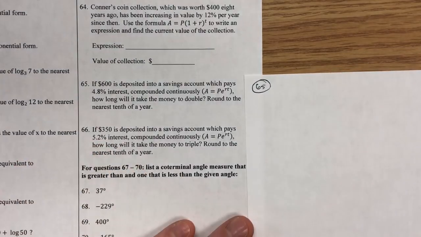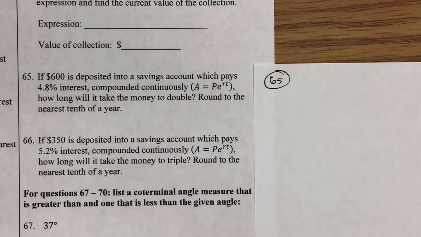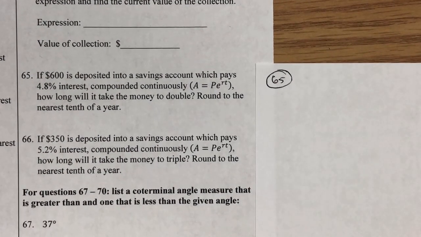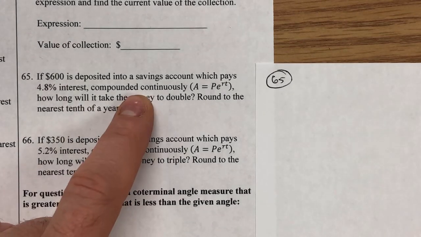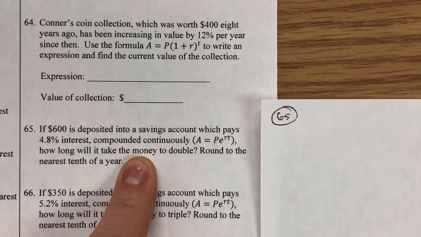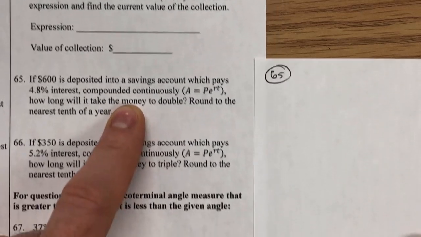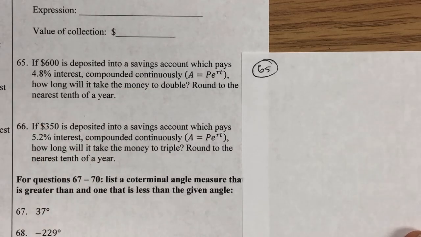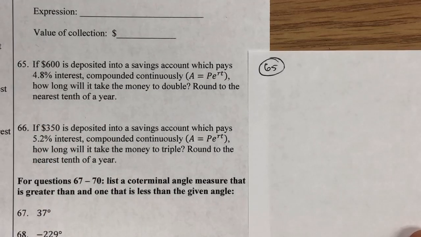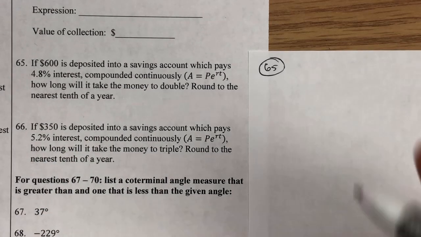Okay. So number 65 says, if $600 is deposited into a savings account which pays 4.8% interest, compounded continuously. So different than what we had up here where it's compounding per year. This is compounded every moment. How long will it take for the money to double? Round to the nearest 10th of a year. Okay, let's take a look.